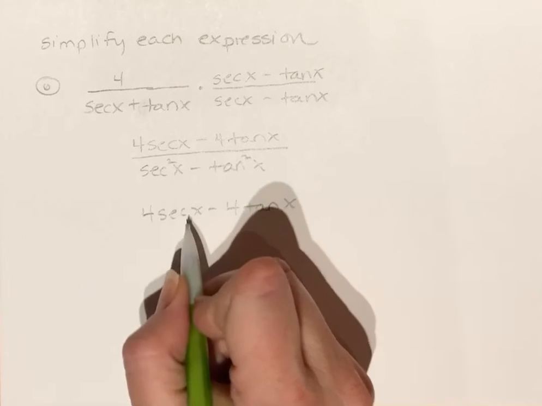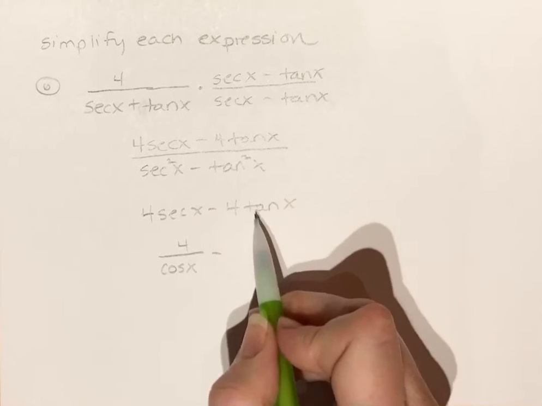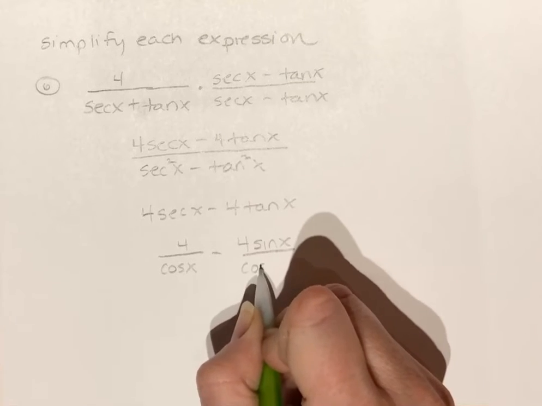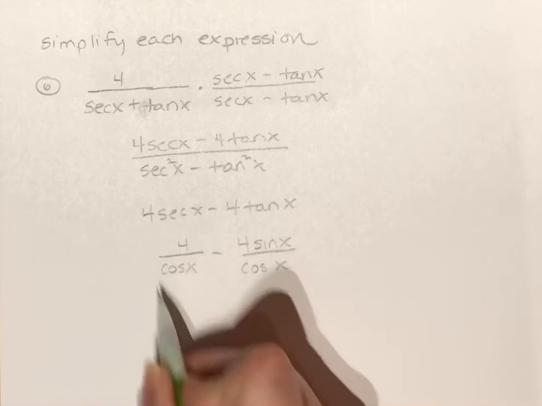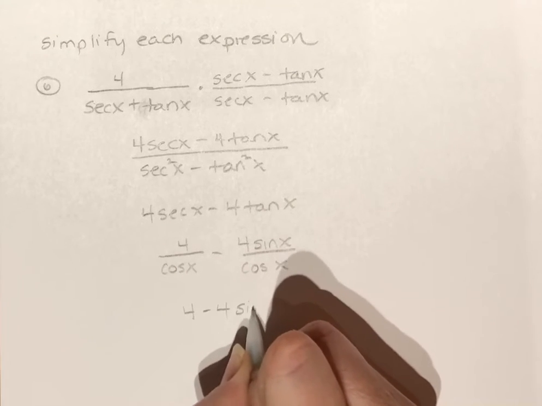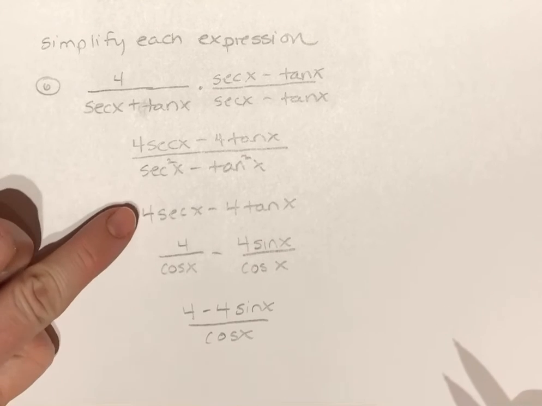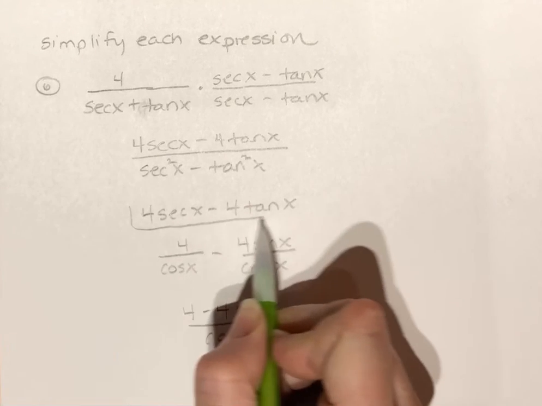Secant is 1 over cosine, so this is equivalent to 4 over the cosine of x. This is equivalent to 4 times the sine of x over the cosine of x. And this is one where, when it comes down to how far do you go, you don't know. If I combine this, I'd have 4 minus 4 sine of x over cosine of x. And if we look at the difference between the two, this one looks a lot cleaner than this one. This is actually the answer in the back of the book.